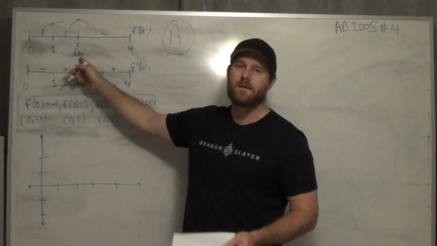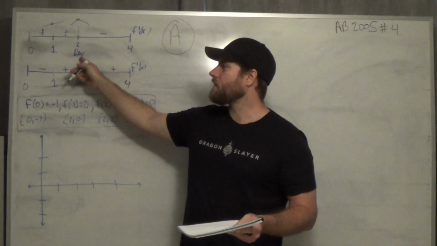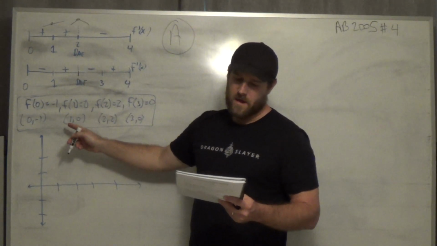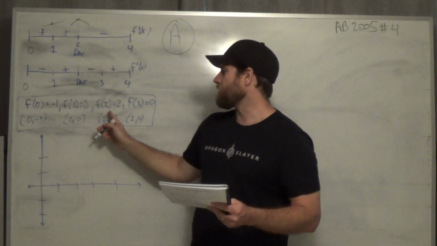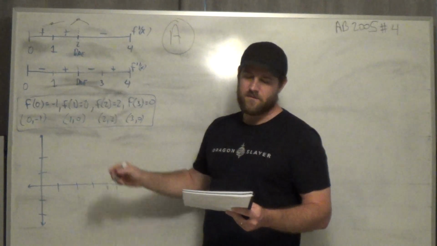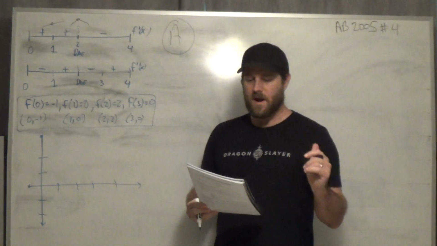Now you might say, Mr. Pygott, it does not exist there. It can't be a max or a min. Well, the graph does exist here. If you'll notice here, it says f of 2 is 2. It's actually at an ordered pair. It's not an asymptote.